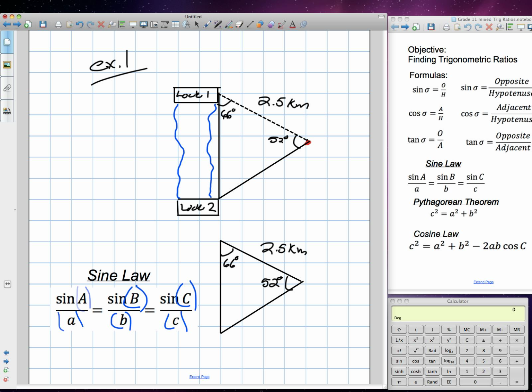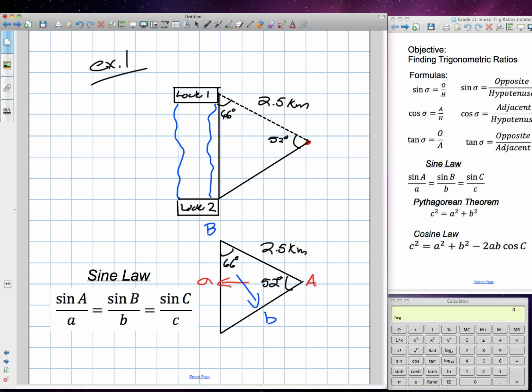I'm going to name this triangle. I'm going to say that the 52 degrees is angle A, which means this opposite side is side A. That's opposite of that angle. I'm going to call 66 degrees angle B, which means this side, which is opposite of it, is side B. Remember, the opposite side is a side that is not adjacent or not touching that angle.